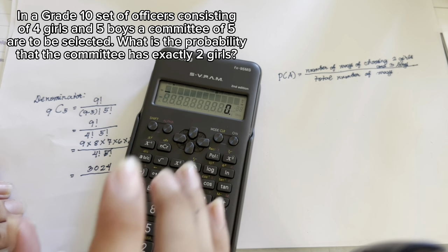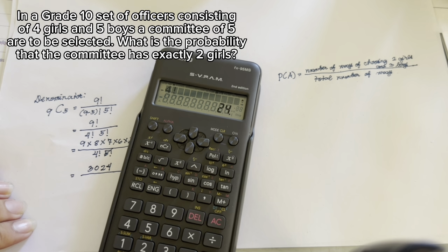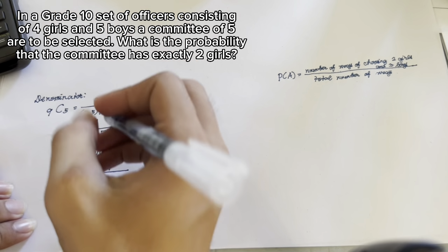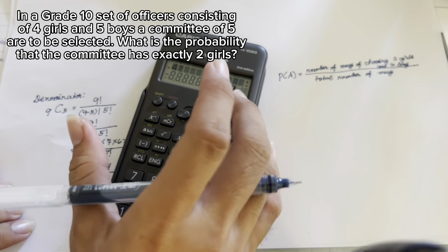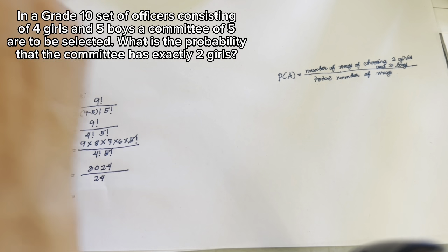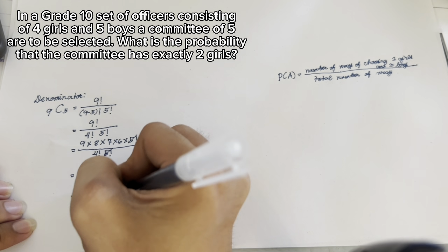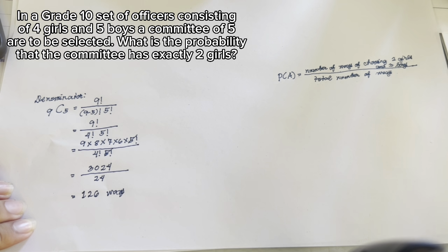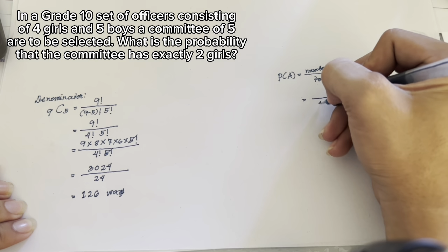Then 4 factorial is equal to 24. Then let's divide. 3,024 divided by 24, the answer is 126. So there are 126 ways. We're done with the denominator. Let's write it here, 126.